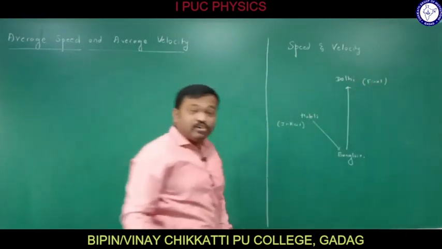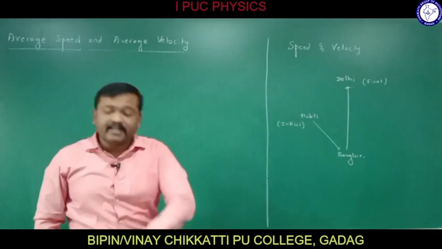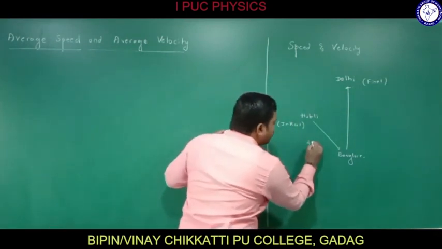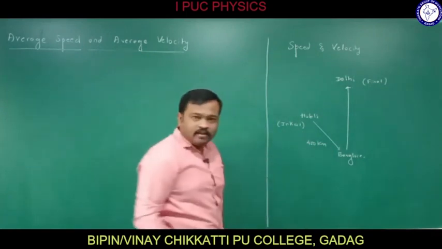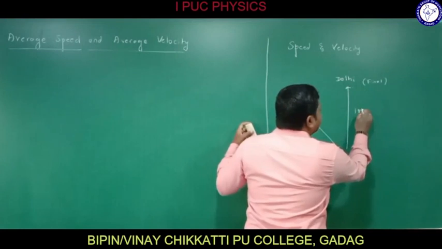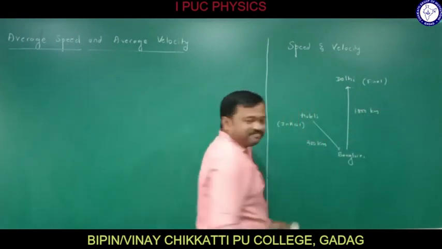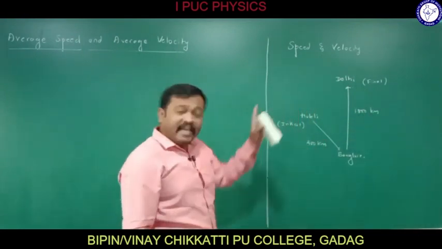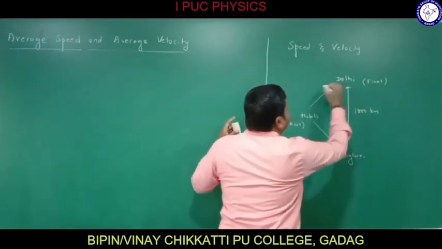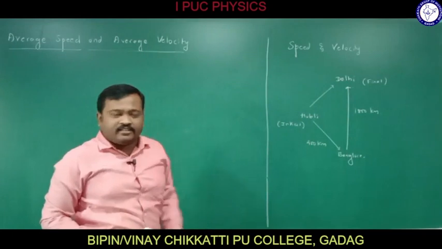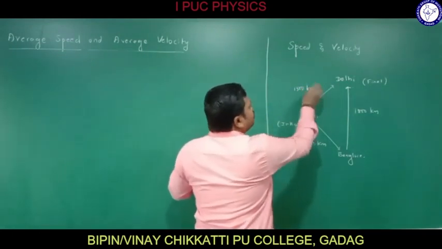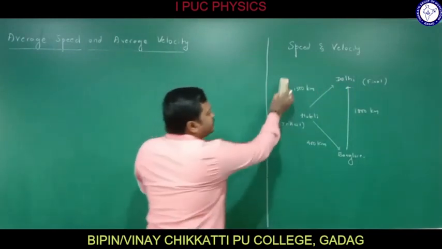If you go by flight, the air distance from Hubli to Bangalore is about 400 kilometers. From Bangalore to Delhi, it is about 1800 kilometers. The air distance from Hubli to Delhi, if you have a direct flight, is about 1500 kilometers.